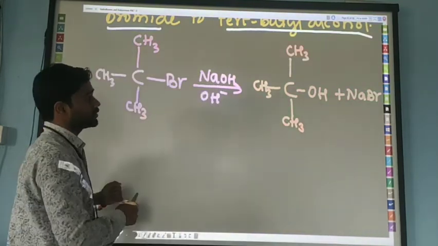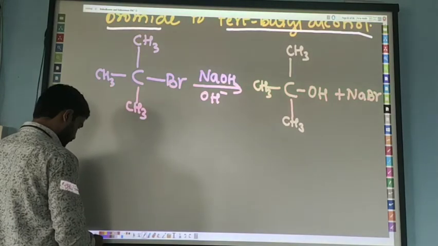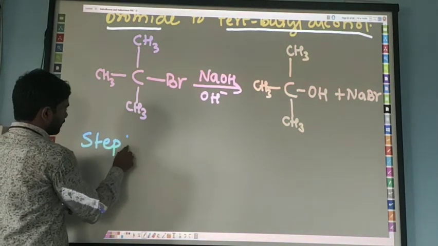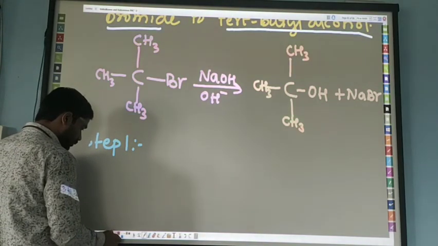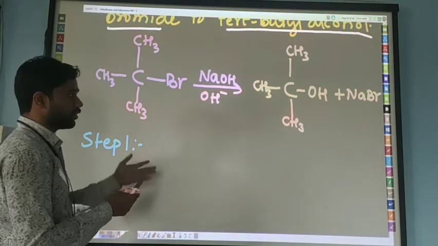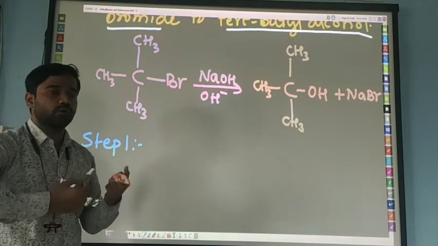Okay, after this we have to follow the steps. Let's see the steps. Step number 1. We already know that step 1 is the step which determines the rate. That is known as the rate determining step. Step number 1 is the rate determining step. It is considered the slowest step of the reaction.